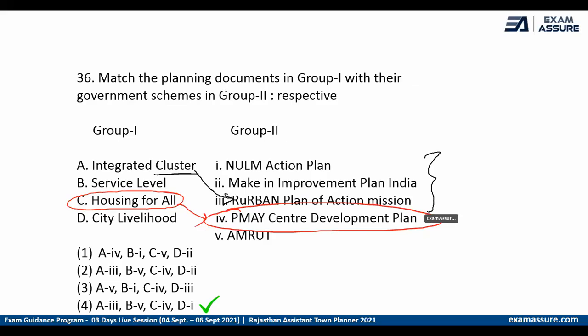If something about PMAY is available, like housing for all is PMAY, we discussed already. City livelihood, if you know the full form of NULM, this is the National Urban Livelihood Mission. So this also has to do with city livelihood. And then you can make your guess directly, even if you know at least one or two of these answers. Okay, so the correct answer is D. Now let's move to the next question.